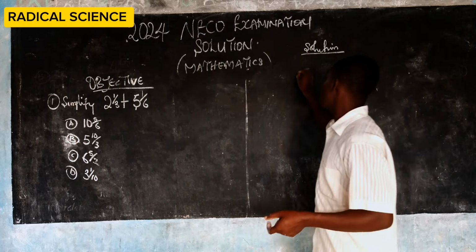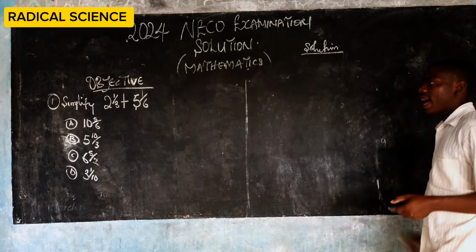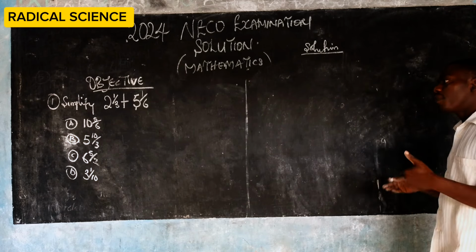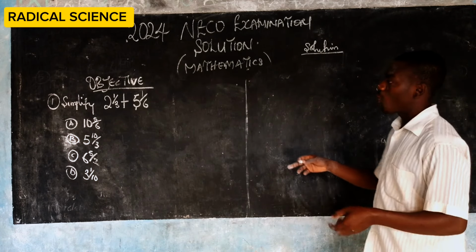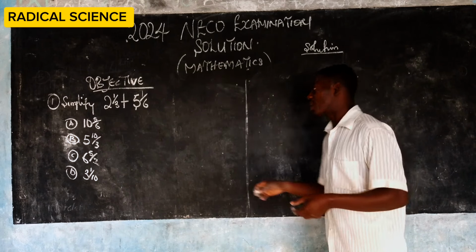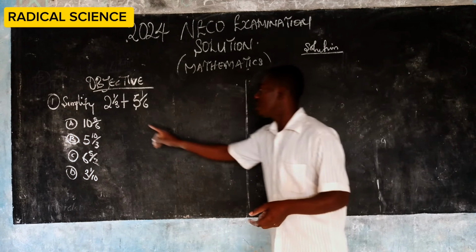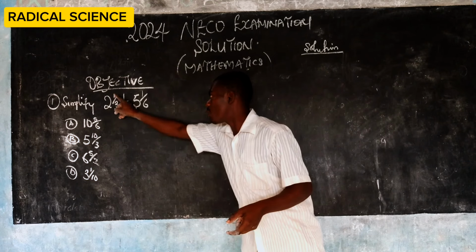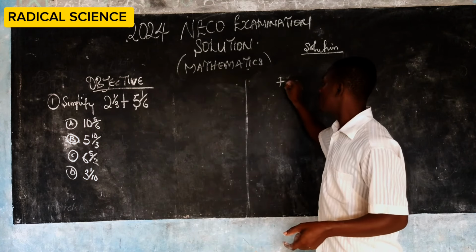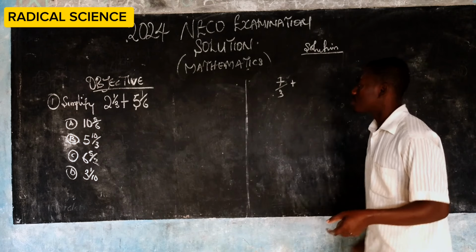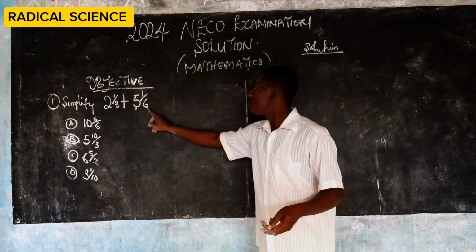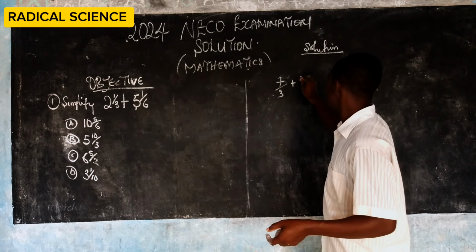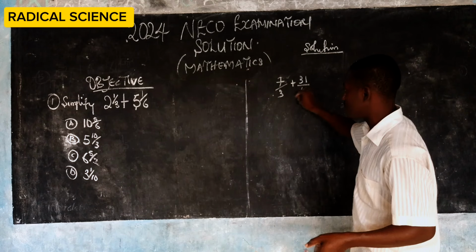Now, in solving, as we've known, anytime you are given this, let's solve it the big boys or big girls way. We are going to convert the mixed fraction to improper fraction by saying 3 times 2 is what? 3 times 2 is 6 plus 1. I have 7 over 3 plus. I have 6 times 5 is 30 plus 1. I have 31 over 6.